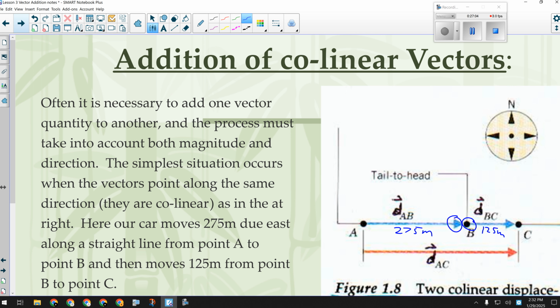They both point due east, and I just draw them one after the other. I put the tail of the second on the head of the first, and it always goes that way. Even if you've got 5 vectors, the tail of the fourth would go on the head of the third, and so on. Once I've drawn those, they would add up to this red line. The red line is referred to as the resultant.